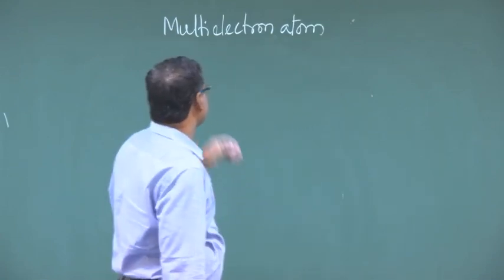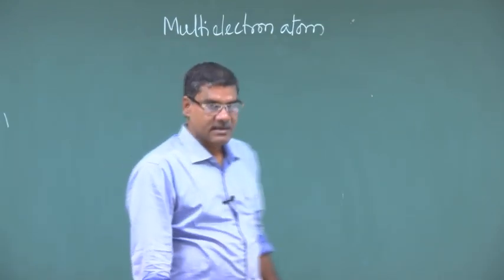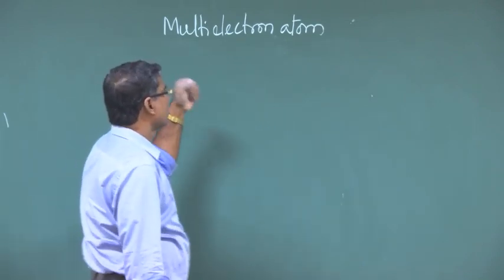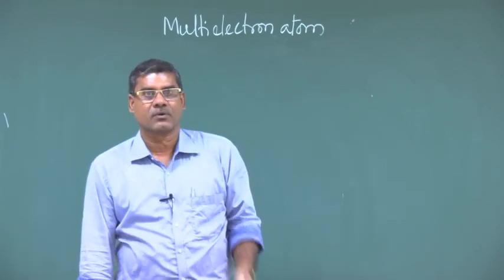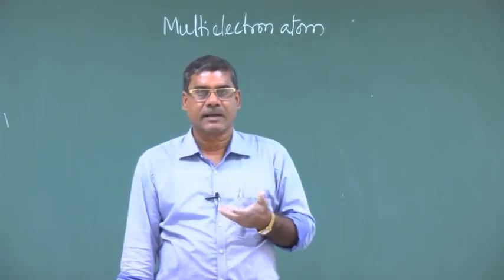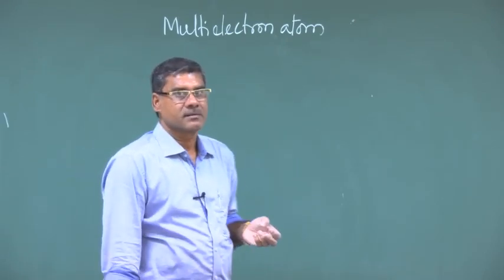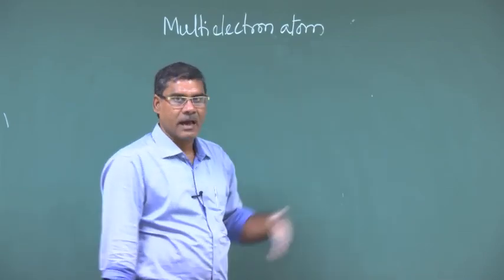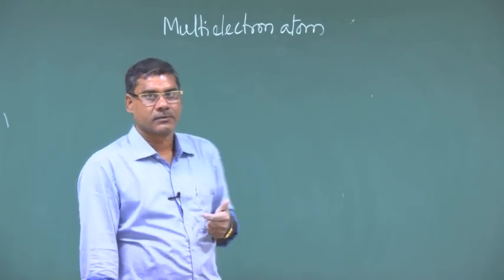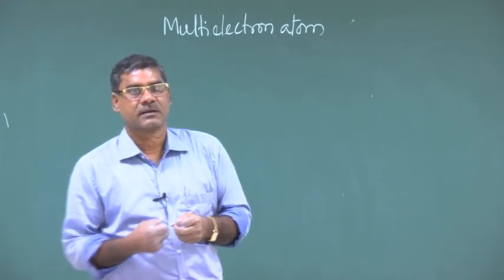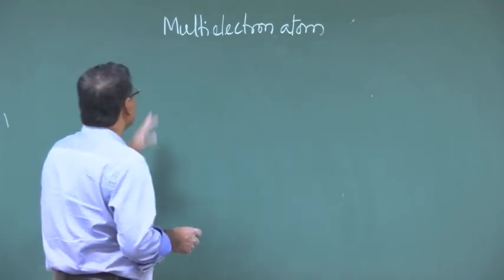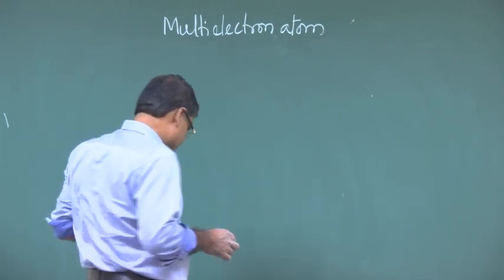So, we started multi-electron atoms, where the atom has more than one electron. Actually, almost all atoms have more than one electron, except the hydrogen atom and other ionized atoms like helium plus 1 and lithium plus 2, where additional electrons are taken out. That is the single electron system that we have studied, and now the multi-electron system.